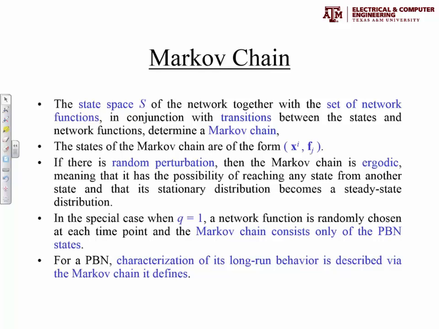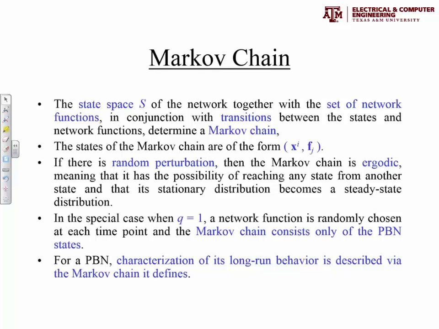Anyway, the state space S of the network, together with the set of network functions, in conjunction with the transitions between the states and network functions, determine a Markov chain. In the beginning, if you had an instantaneously random probabilistic Boolean network, where at every time point you are selecting new predictors, the states would be just the gene activity profile, the components of the gene activity profile. In the case where you're also choosing a network at some point in time, you're going to have states of this form.